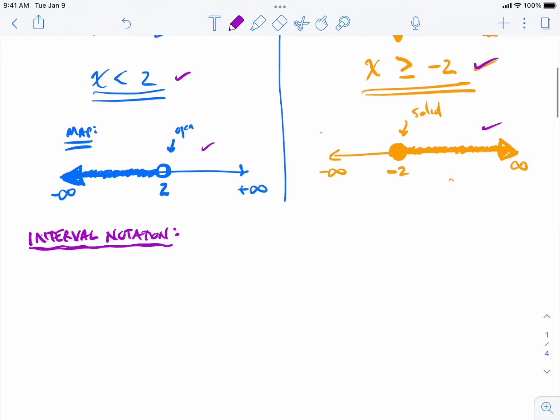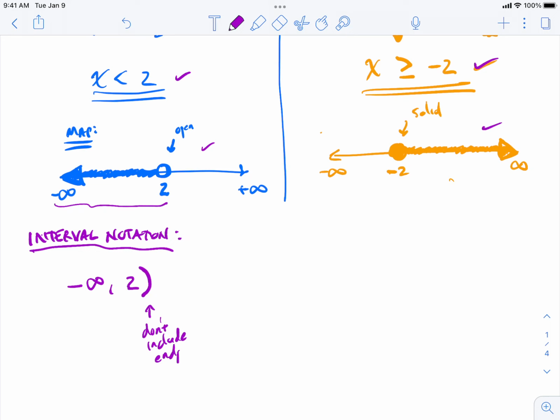Interval notation is a nice way of taking this picture and turning it into a little statement. You say, okay, what's the interval? An interval means between here and here. What's the interval that contains all the solutions? It's everything from negative infinity up to 2. Now we don't include 2, so the round parenthesis says don't include the endpoint. The endpoint is 2.